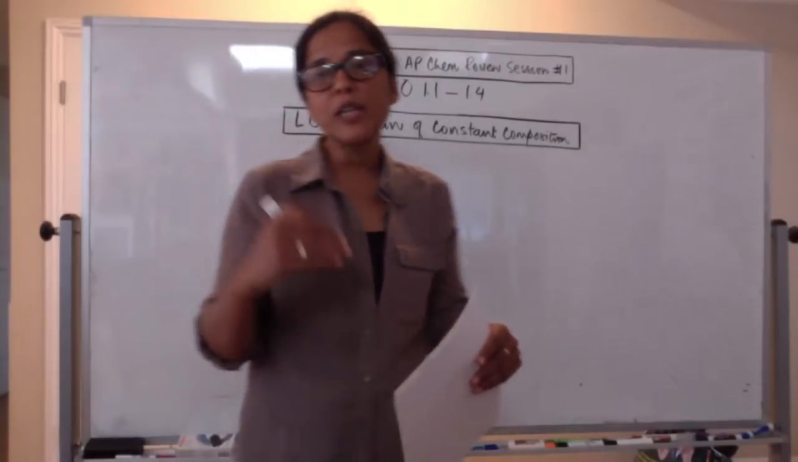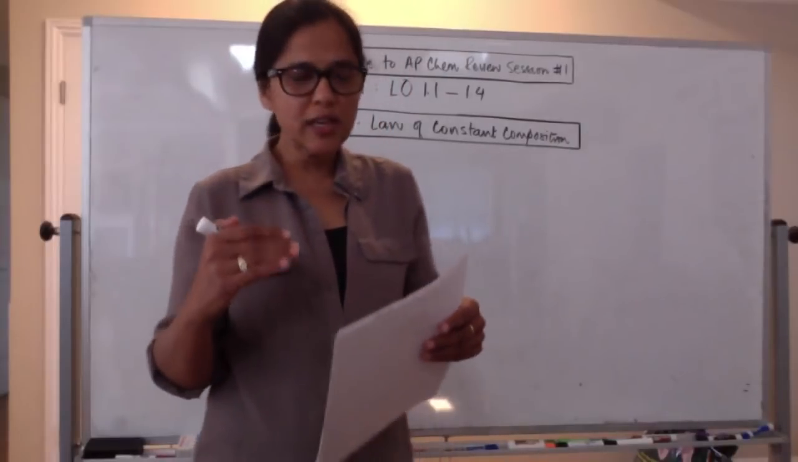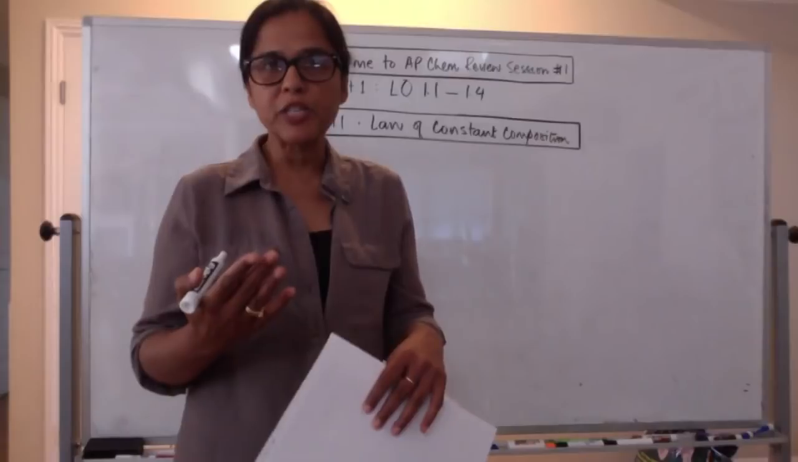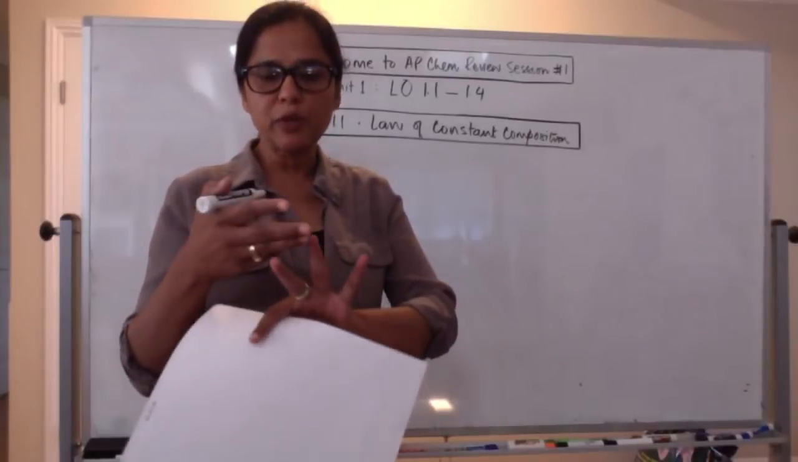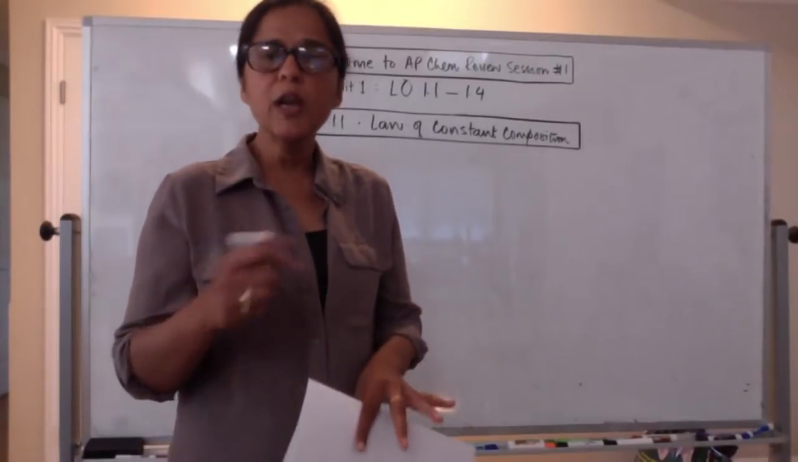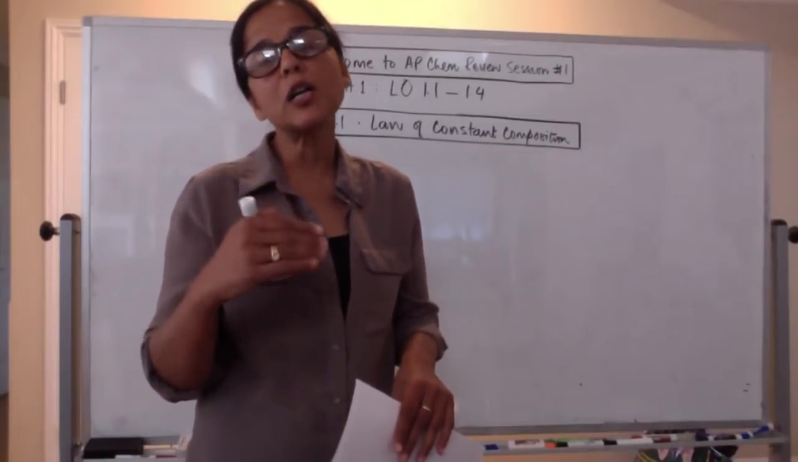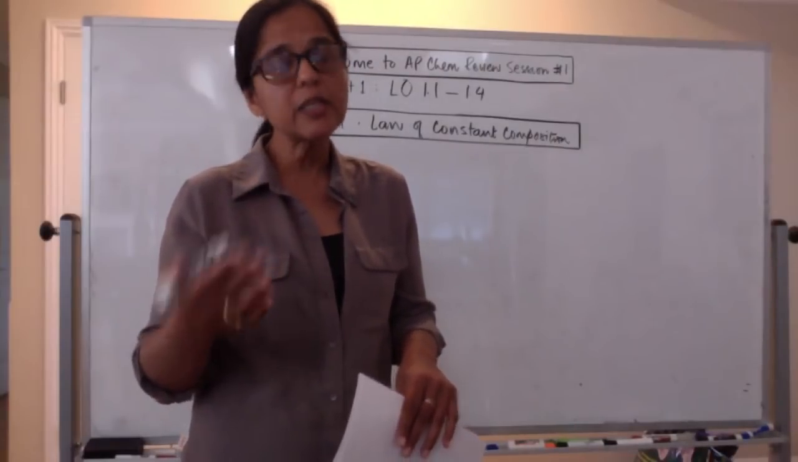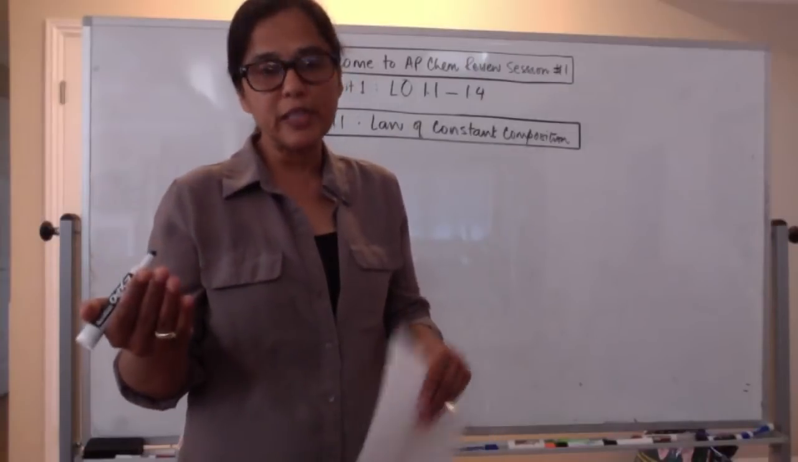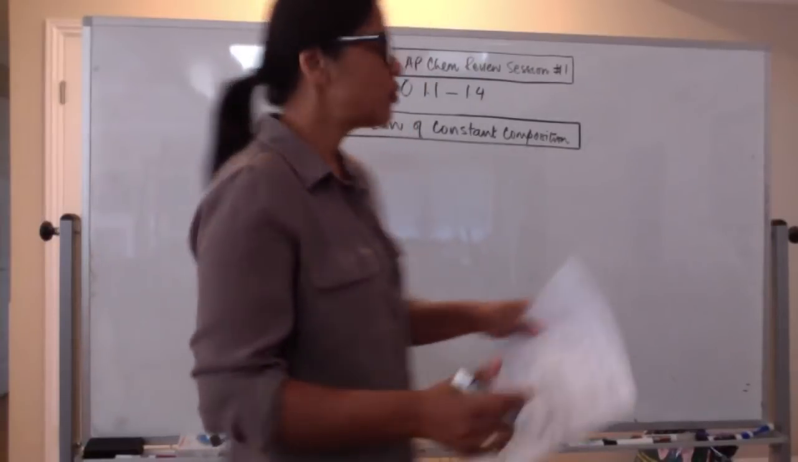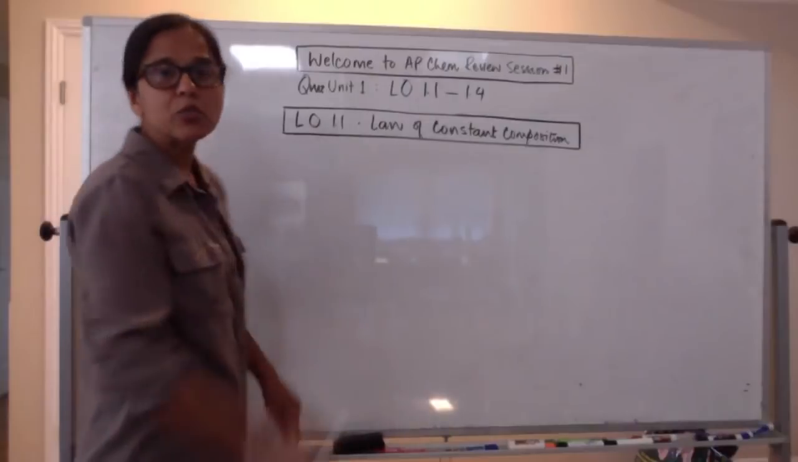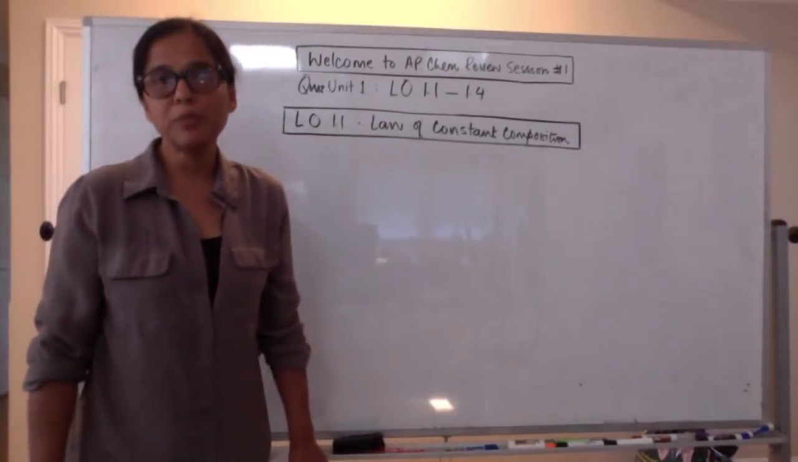The organization of this study session is I'm going to go over 4 learning objectives: learning objective 1.1, 1.2, 1.3, 1.4. First, I'll give you an overview of the learning objective, and then I'll talk a little bit about the labs or the problems that go with it. So let's start with learning objective 1.1, law of constant composition.